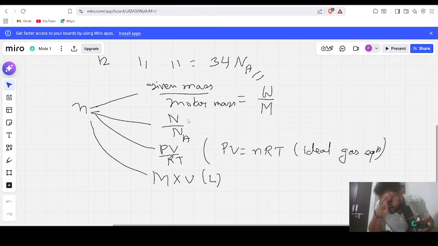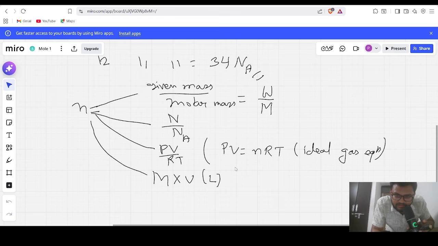Let's say in the question it is given that 5 into 10 raised to power 50 entities are there. It can be a molecule, it can be an atom. So we can calculate like that: dividing by Na we will get moles directly. Capital N means number, small n means moles. These are the basic conventions.